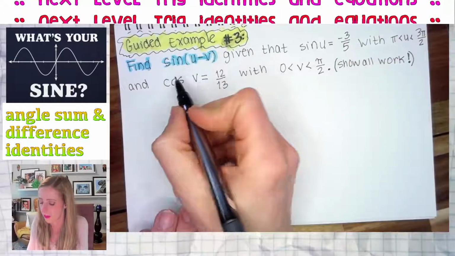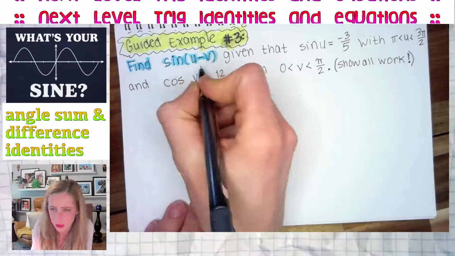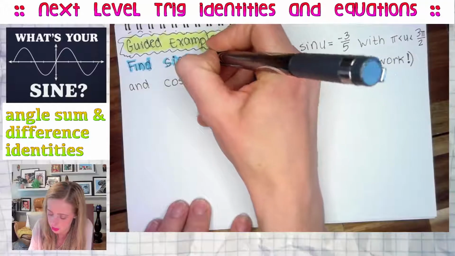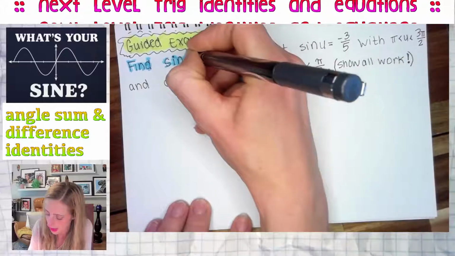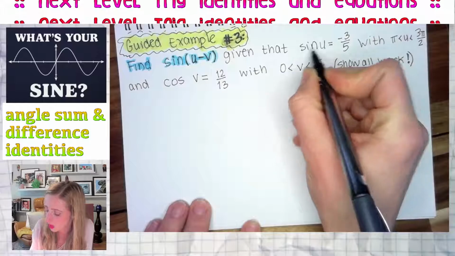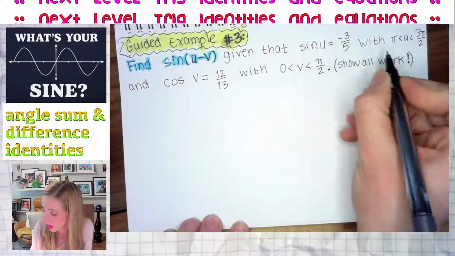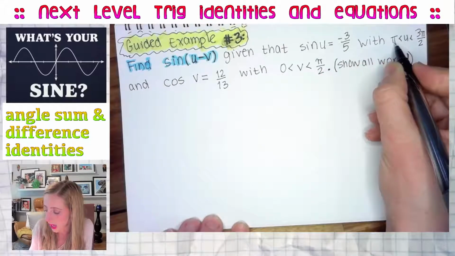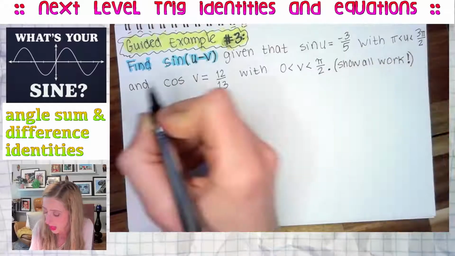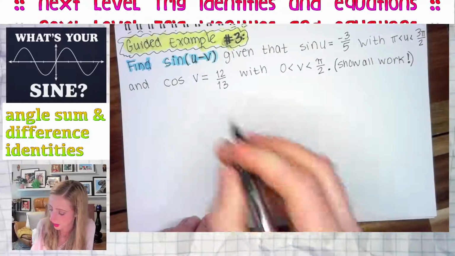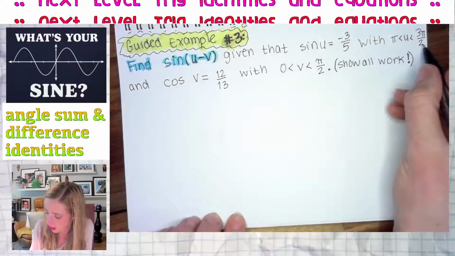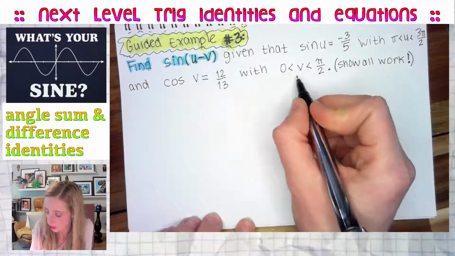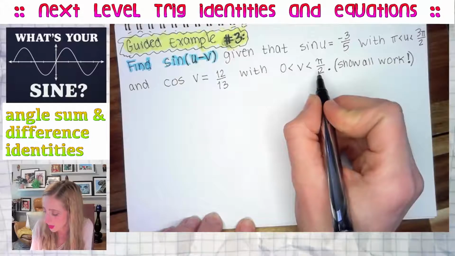Guided example 3. Find the sign of u minus v. So here I'm not using Greek letters. I'm just using 2 other letters. They tend to use u and v quite a bit. Not a big deal. Given that sine of u is negative 3 over 5, with angle u being between pi and 3 pi over 2. And then the cosine of v is 12 over 13, where v is between 0 and pi over 2.